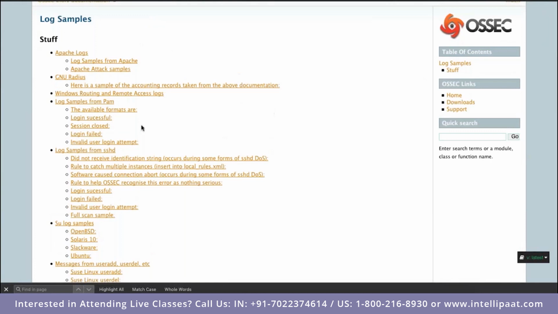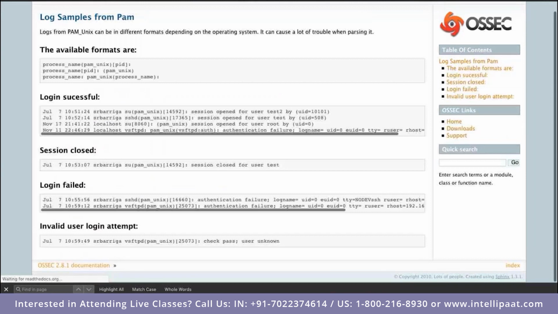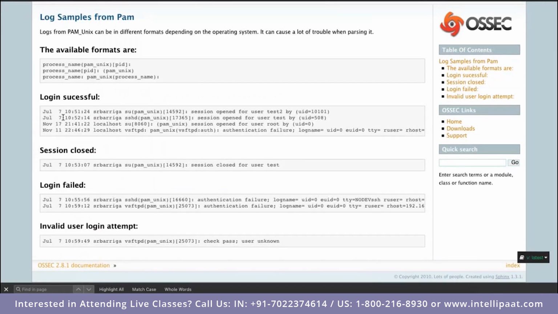Okay. Let us say login successful. You see here login successful. This is when it had happened and where it has happened. PAM, right? Pluggable authentication module. PAM Unix. That is a service on a Unix system.